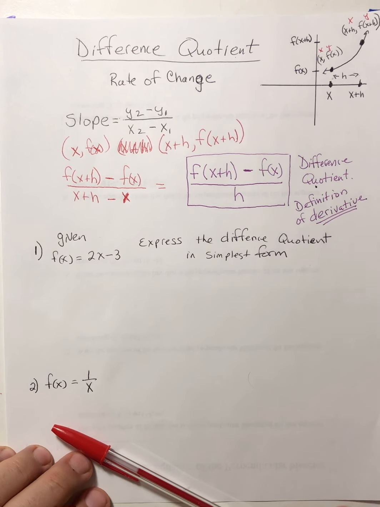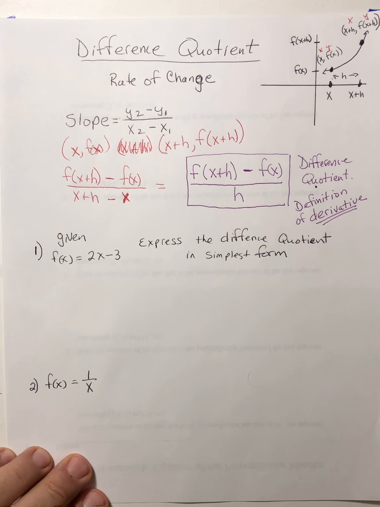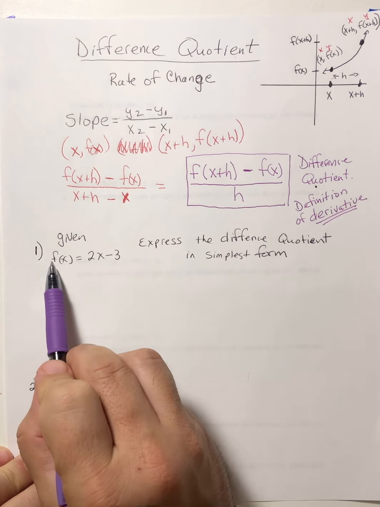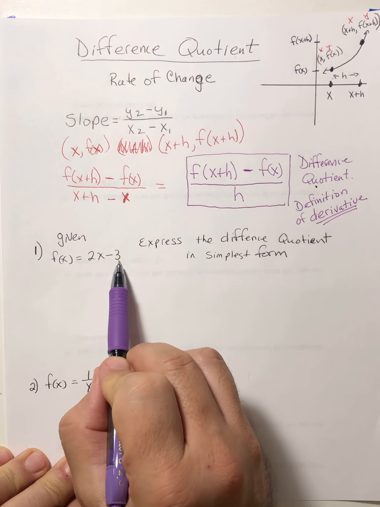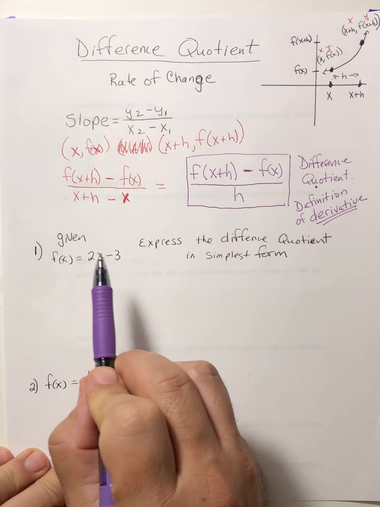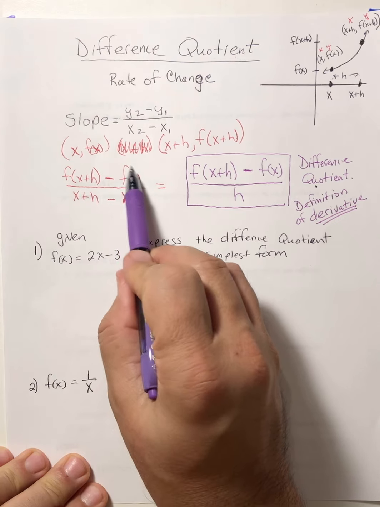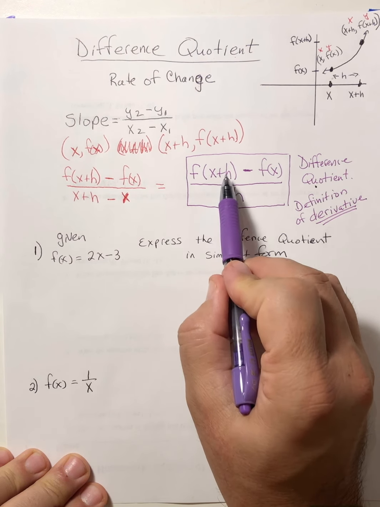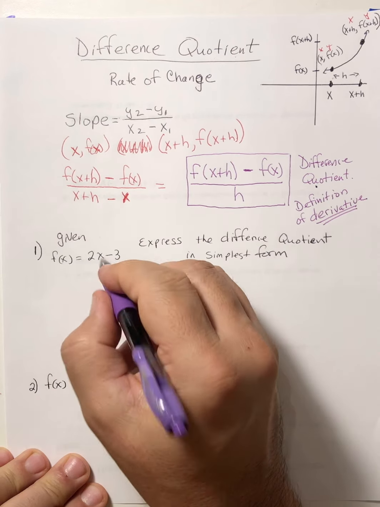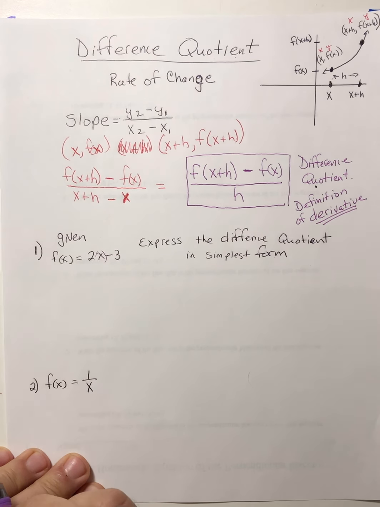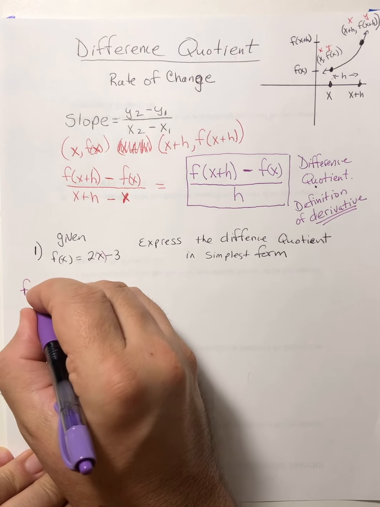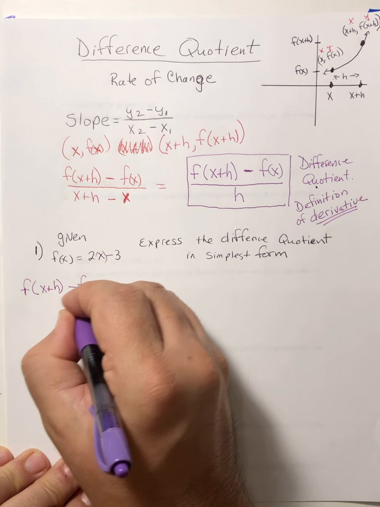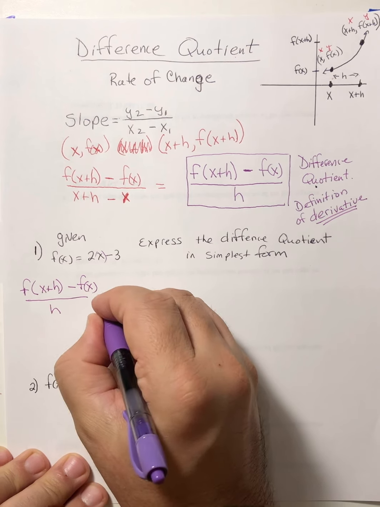All right, so let's look at what this all means. It says express the difference quotient in its simplest form, where f of x is equal to 2x minus 3. So remember, f of x plus h. What does that mean? Anything inside the parentheses goes into the x spot. So it's f of x plus h minus f of x all over h.